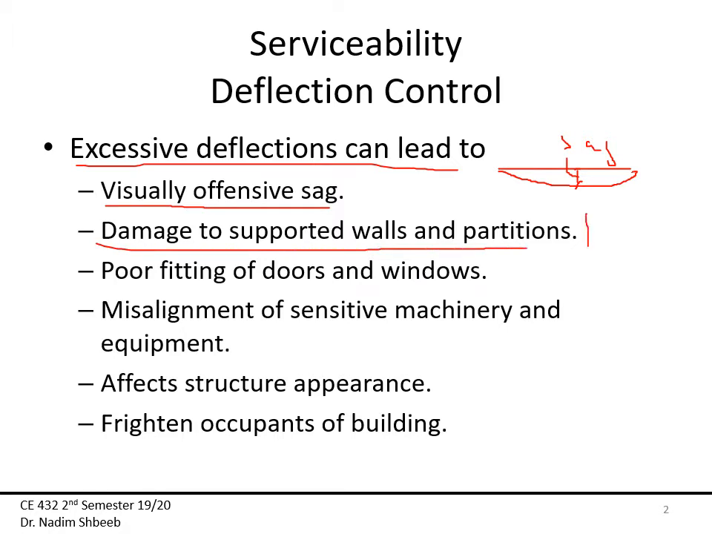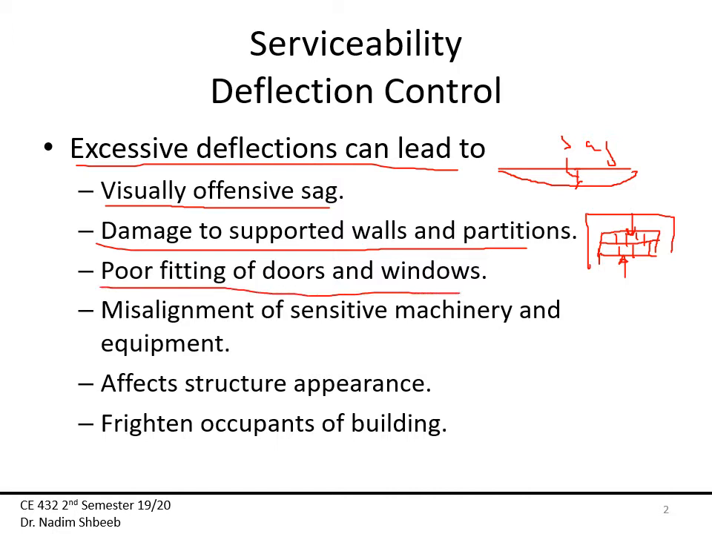partitions. As you know, let's say this is part of your beam, this is my column over here, and then there is another part, and usually under this beam we have partitions or walls, right? So sometimes if we have large deflection over here, this would actually influence these partitions. If they're not strong enough, and usually they're not, then that will also lead to cracks in the walls, and we do not want that at all.